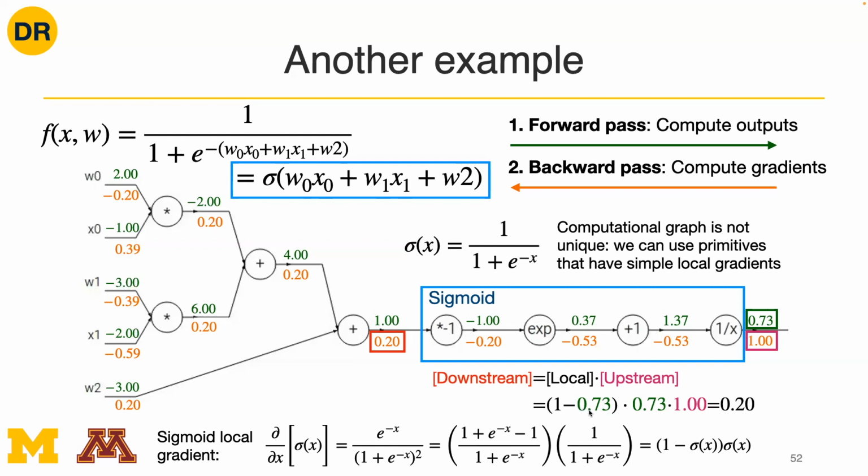So like 1 minus the sigmoid function given the input x. In this case, the sigmoid function output was 0.73. So 1 minus 0.73 multiplied by 0.73 should be our local gradient for all of these 4 operations shown in the blue box here. Given that local gradient multiplied by the upstream gradient, which was 1.0, results in 0.2, which was the exact same downstream gradient we got when we went through the lower level backpropagation steps.